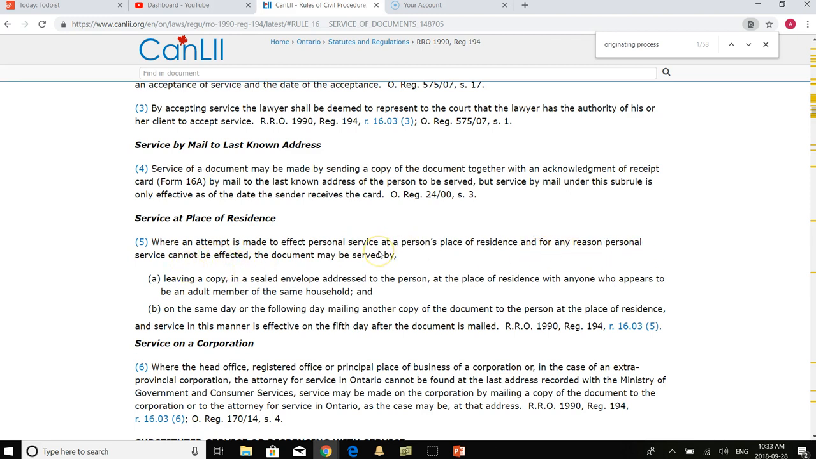So the person is not there that you want to effect service to, and you're unable to serve that person personally, the document may be served by leaving a copy in a sealed envelope addressed to the person at the place of residence with anyone who appears to be an adult member of the same household. It cannot be a person who's a minor. You cannot serve it on them. You can serve it on the person's spouse or parents, but any adult member who appears to belong to the same household. So that's step number one, in a sealed envelope.